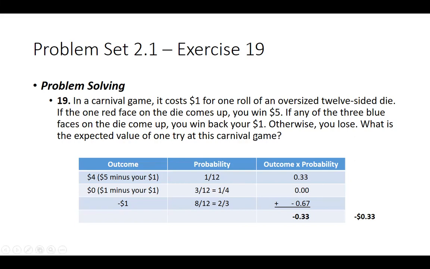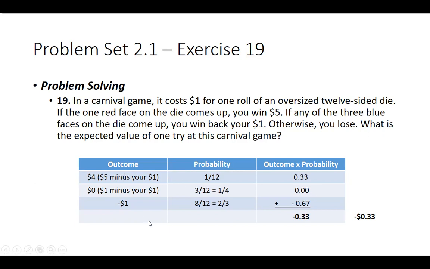Then we have the outcome where you win back your dollar. In other words, the outcome is $0, $1 minus your dollar that you started with. This happens 3 out of 12 times because there are 3 blue faces on the 12-sided die. 3/12 reduces to 1/4. If we multiply 0 times 1/4, we get 0 for that row.